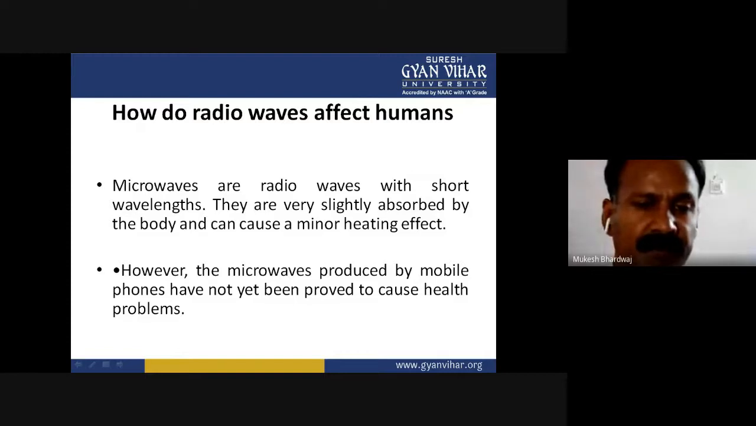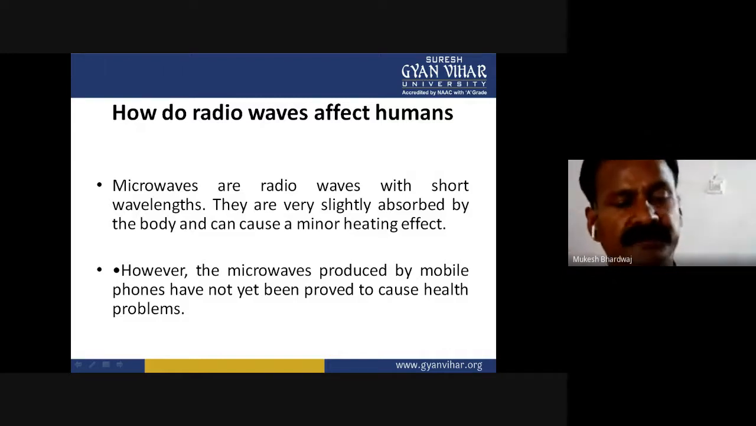However, the microwaves produced by mobile phones have not yet been proved to cause health problems. Microwaves are widely used in radar and communication systems. They are also used in industrial, scientific, and medical fields.